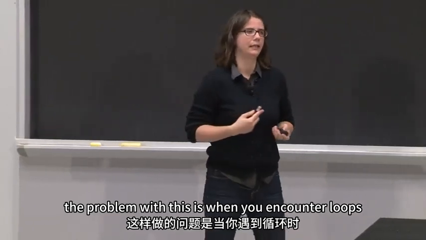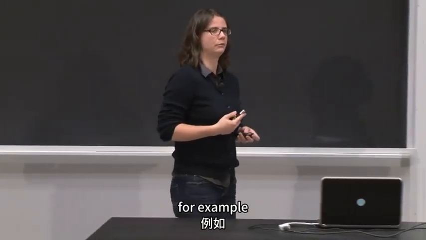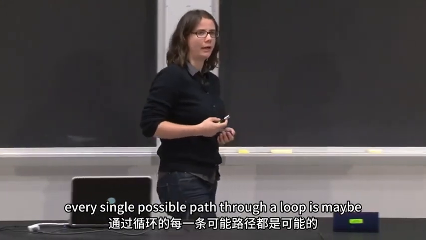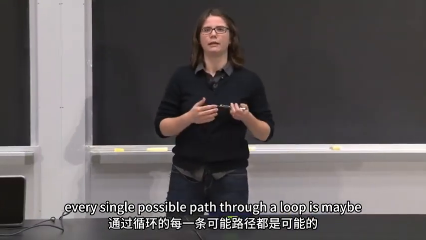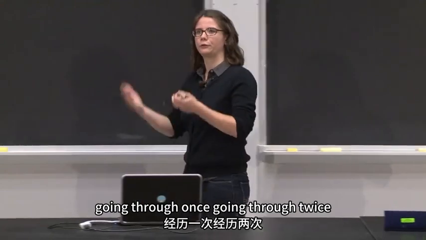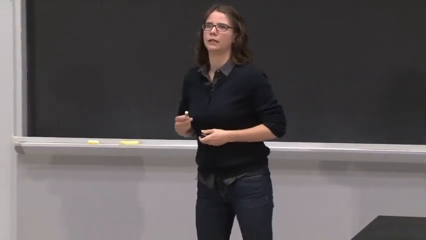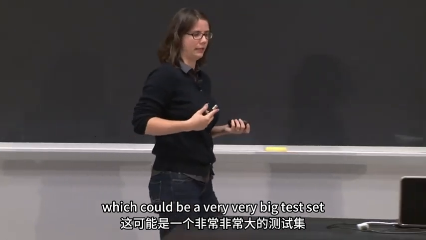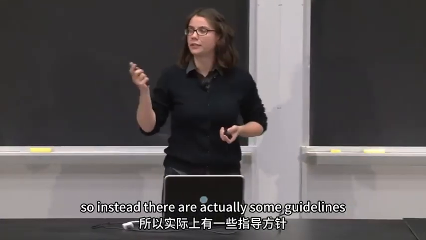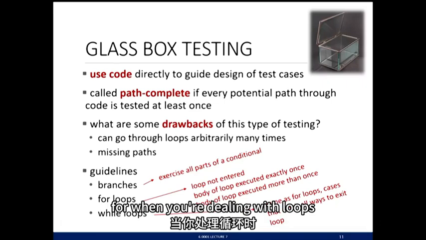The problem with this is when you encounter loops, for example. Every single possible path through a loop is maybe the code not going through the loop at all, going through once, going through twice, going through 3 times, 4 times, 5 times, and so on, right? Which could be a very, very big test set. So instead, there are actually some guidelines for when you're dealing with loops and things like that.